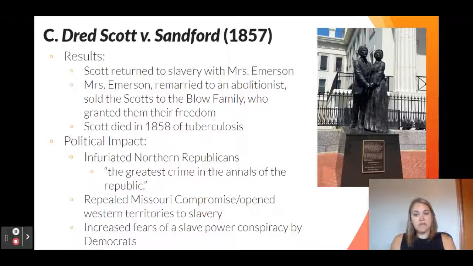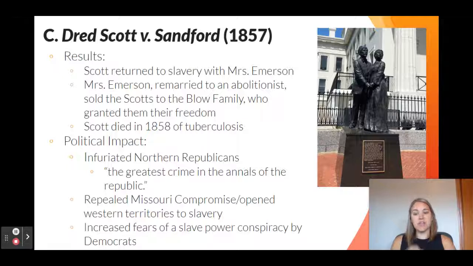So the result, Scott does return to slavery, but by this point, Mrs. Emerson had remarried to an abolitionist. So they did not grant the Scotts their freedom, but instead sold them to another family who granted them their freedom. And unfortunately, Scott died of tuberculosis just a year later.